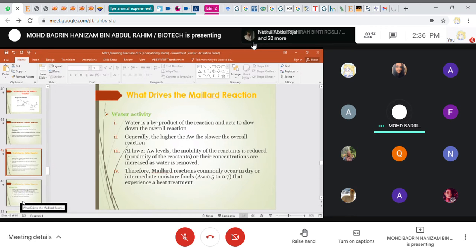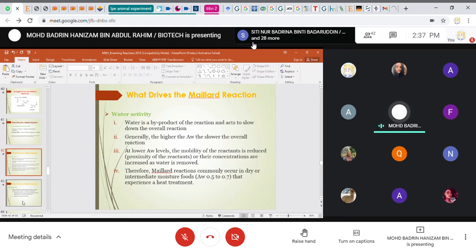Next, water activity. Apart from the two obvious reactants for the Maillard reaction, which are sugar and amino acids, this reaction can also be driven by the water activity. So what does this all have to do with water activity? How can water activity influence the rate of the Maillard reaction?